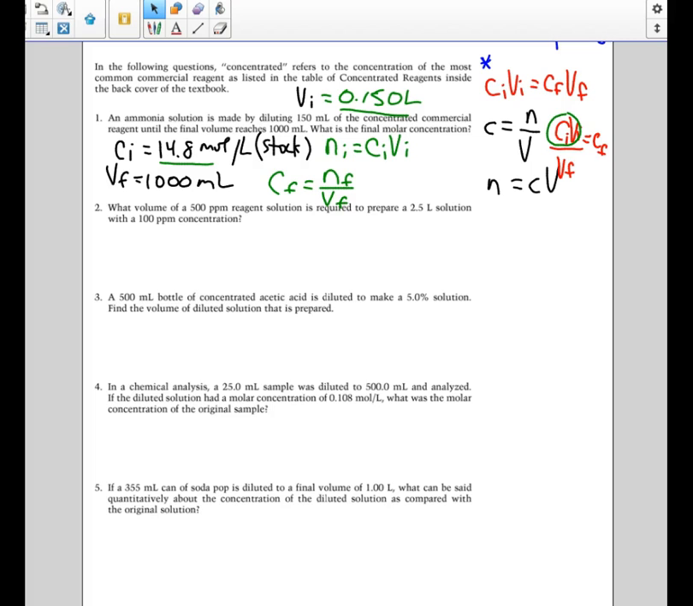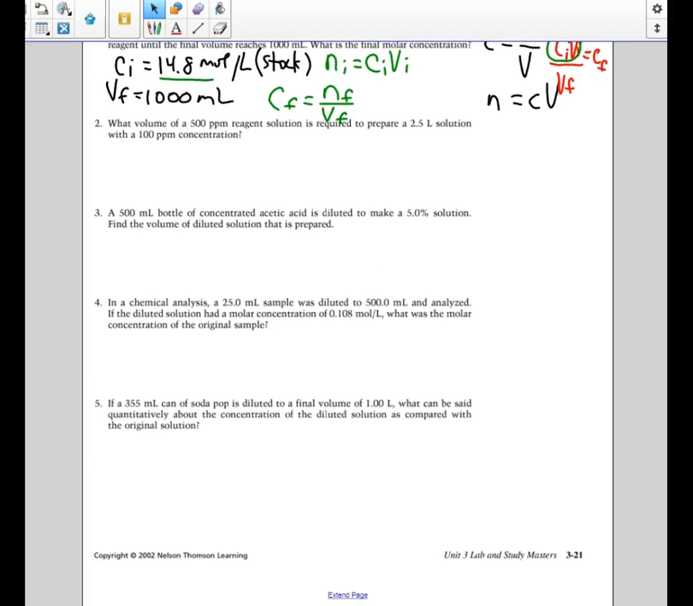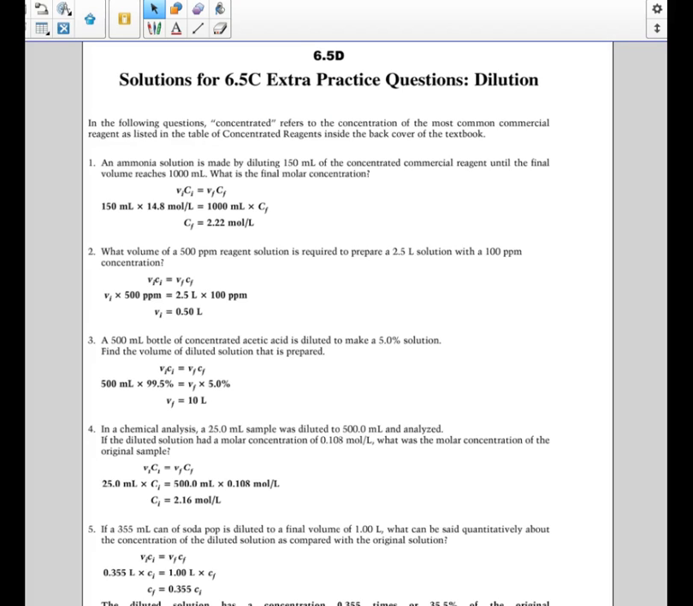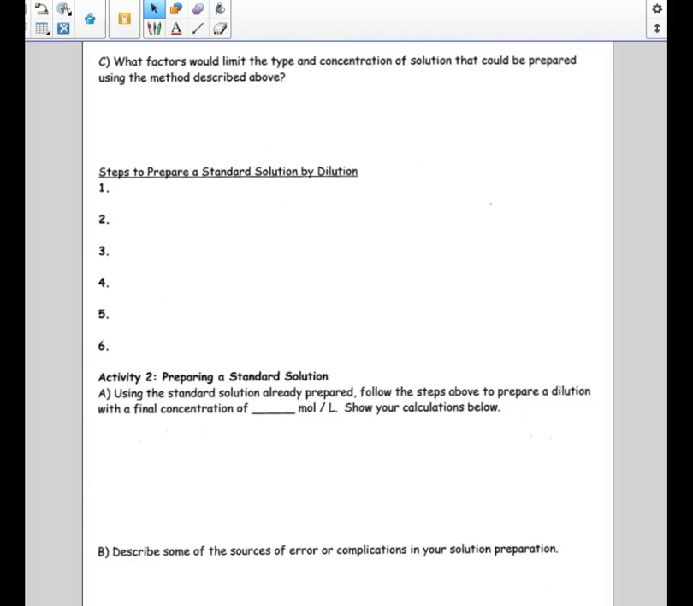And again, at this point, I don't think there's a need to assign any additional questions out of the textbook for practice. You've got the solutions which you can check on the website, and you've filled in your notes. So next steps would be looking at putting this into practice, preparing standard solutions, making dilutions, and then doing some chemistry with those. Okay, take care.